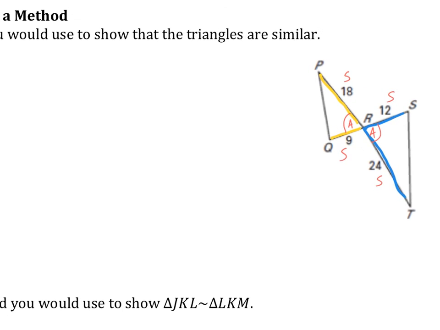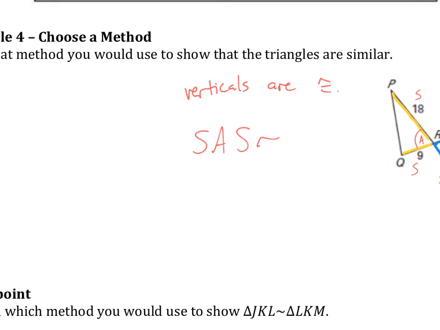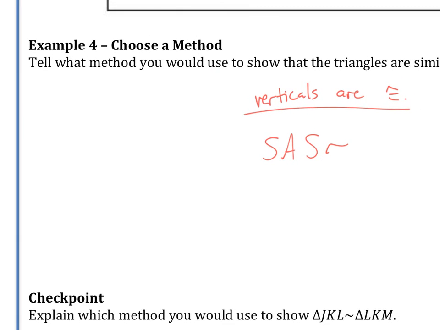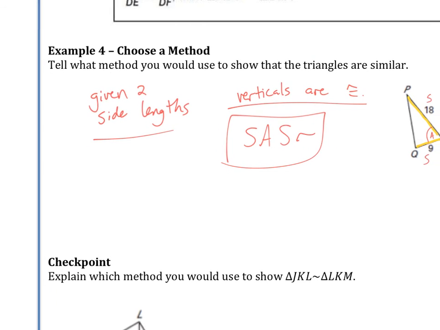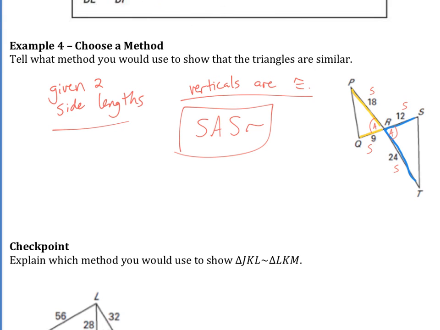So since we have the vertical angles, vertical angles are congruent, and we know two of the sides, so we would use side, angle, side, because vertical angles are congruent, and we are given two side lengths. The method we would use is side, angle, side, because we can't use angle, and we can't use side, side, side, because we don't know enough information. So it'd be side, angle, side.